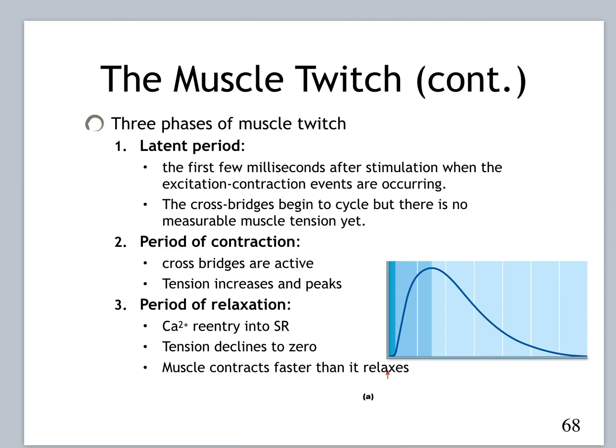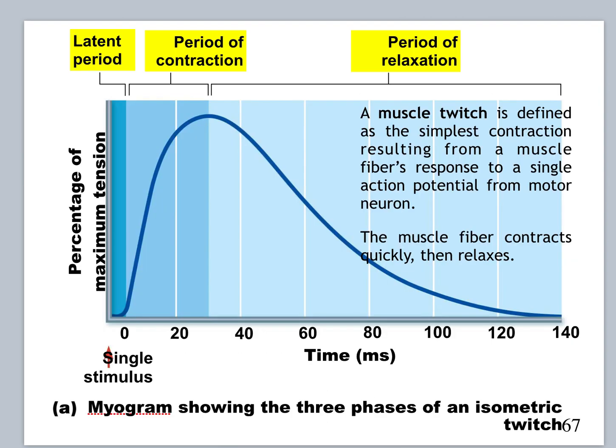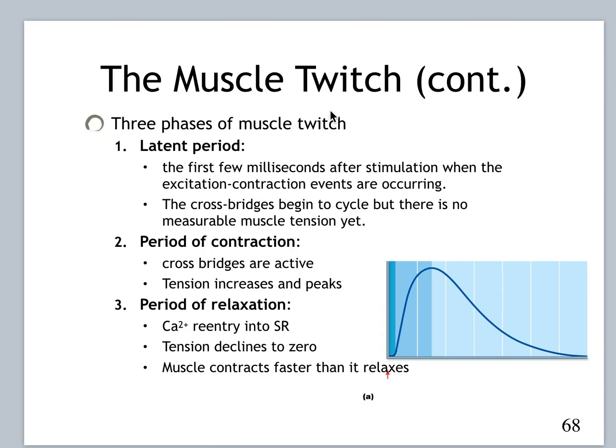There's three phases to this. There's the latent period, the period of contraction, the period of relaxation. Let me back up and show you. The latent period is this first initial period. The period of contraction, the muscle contracts during this period here, and the period of relaxation is the longer period. And this shows what goes on in each of these periods. You can read that and understand that. Note the muscle contracts faster than it relaxes.